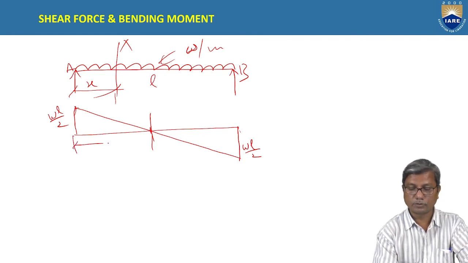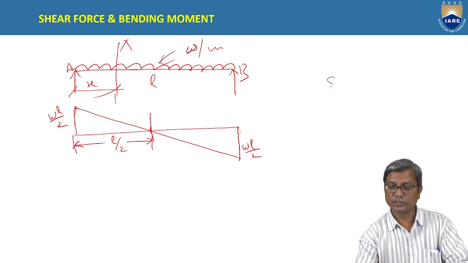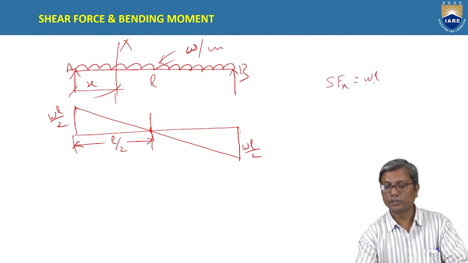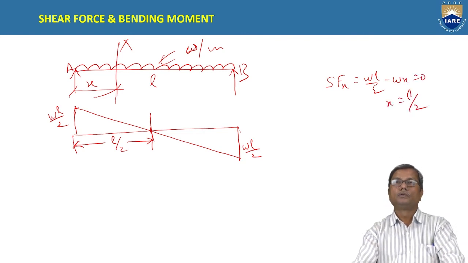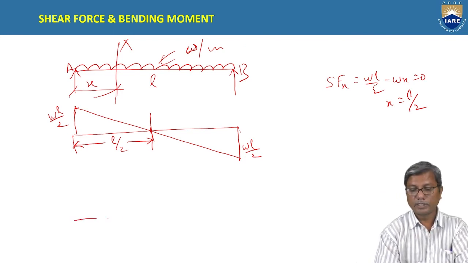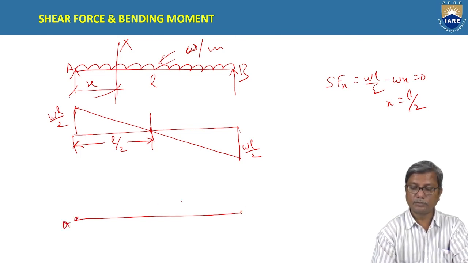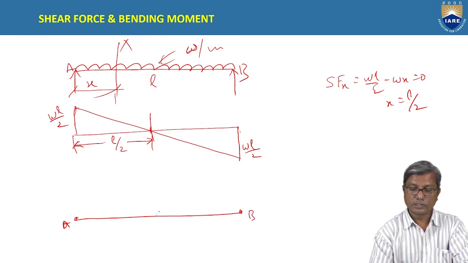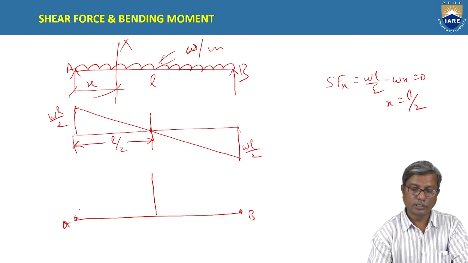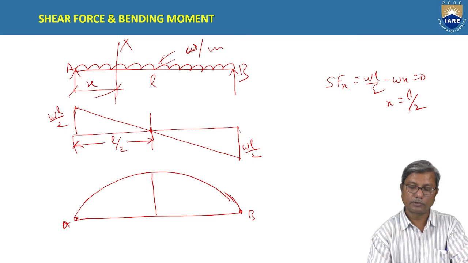At some point, the shear force changes sign. Changing sign means becomes 0. Okay, and the distance is obtained as L by 2, by equating the shear force equation, which is WL by 2 minus WX, to 0, you will get x equal to L by 2. That means at x equal to L by 2, shear force is 0. Okay, and coming to bending moment diagram. At A and B, the bending moment is 0, and at C, the bending moment is WL square by 8, and the variation is parabola.